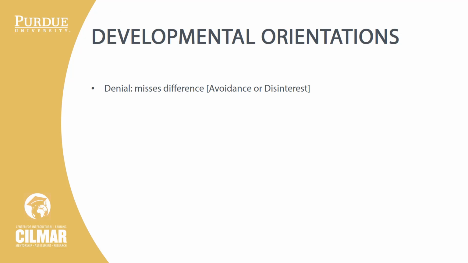The next orientation is polarization. Someone in polarization tends to view things as us versus them. In this instance, they are subjectively judging differences. This orientation manifests itself in 2 different ways as well: defense or reversal. Defense polarization is defensive of one's own culture. This also means they are overly critical of the other culture. Reversal polarization is exactly that, the opposite. To be overly critical of one's own culture in favor of the other.